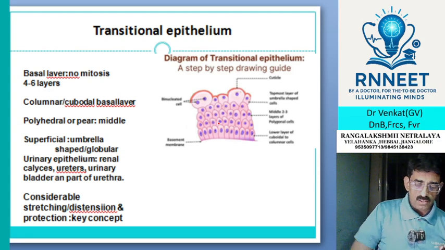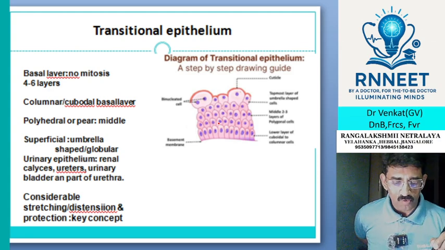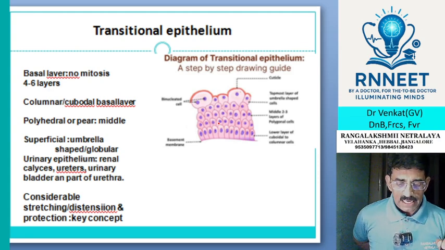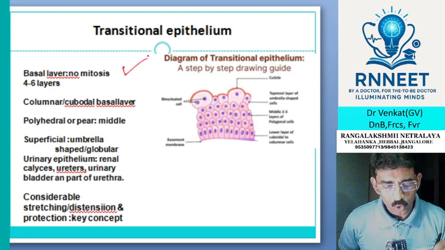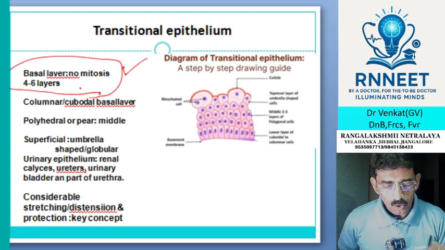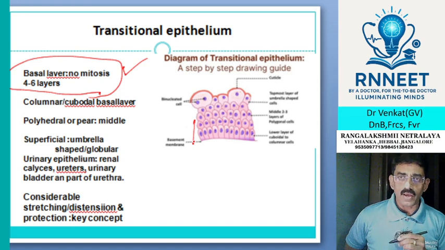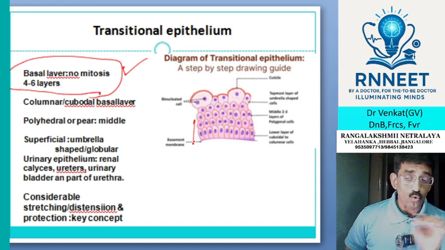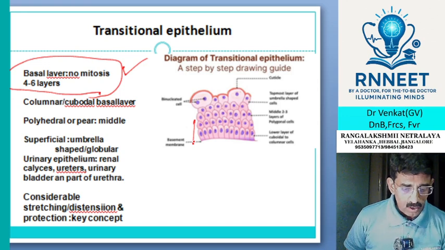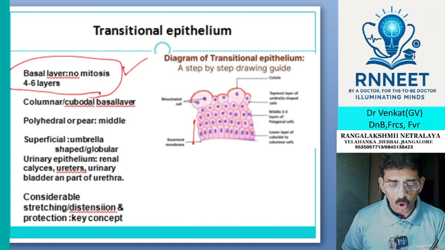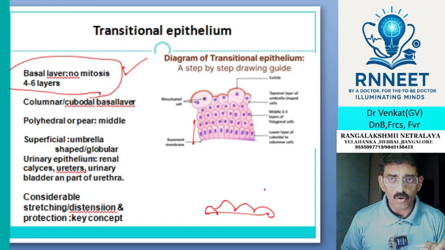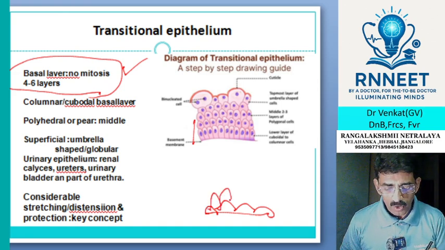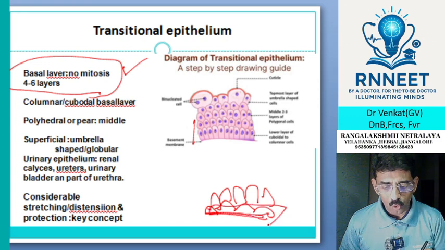So the bottommost portion of it is called the basal layers, and these do not show mitosis. No mitosis in the bottom layers. So this particular layer does not show mitosis, they don't multiply. Then above that you have the columnar cells. So the basal cells don't show any kind of multiplication. Over that you get columnar cells. These will multiply. The basal cells don't multiply.